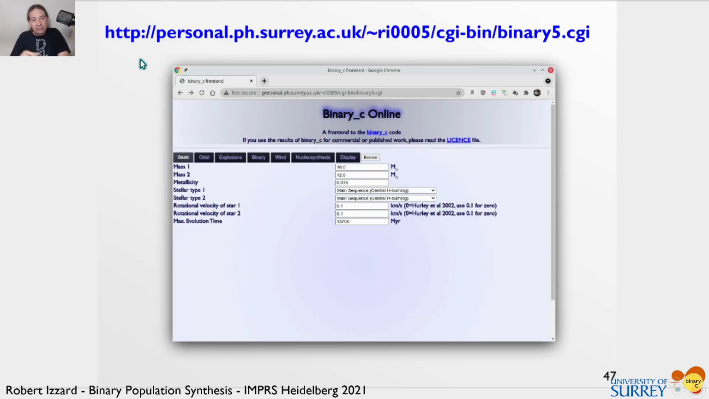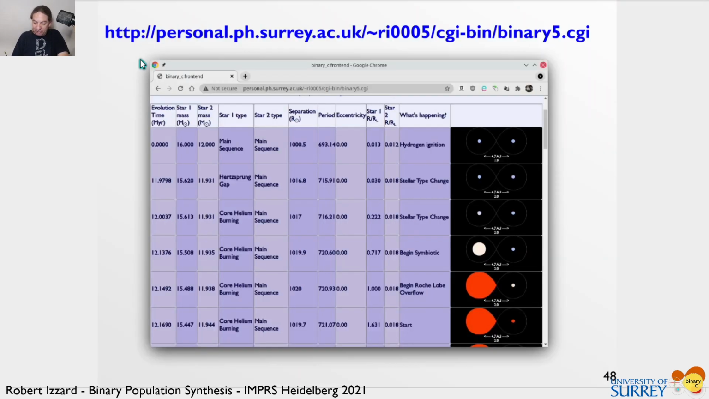If you can't be bothered to go through all the examples that I've made for you and put on the Slack channel, you could just go to the online interface and type in a few things and hit go. At the online interface, you can enter the masses for the star, the different stellar types, the metallicity, all kinds of things. You can put them all in the boxes, very easy to do, and then just hit evolve, and you end up with some results that look something like this.